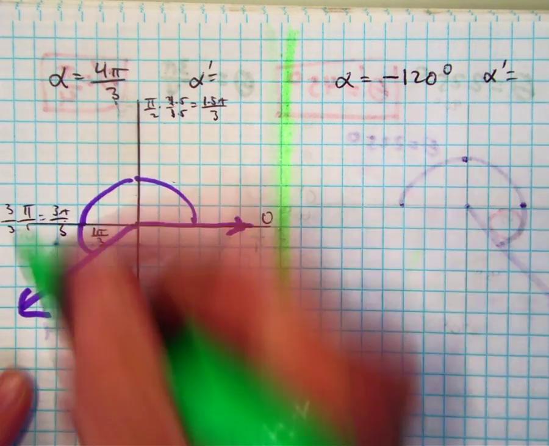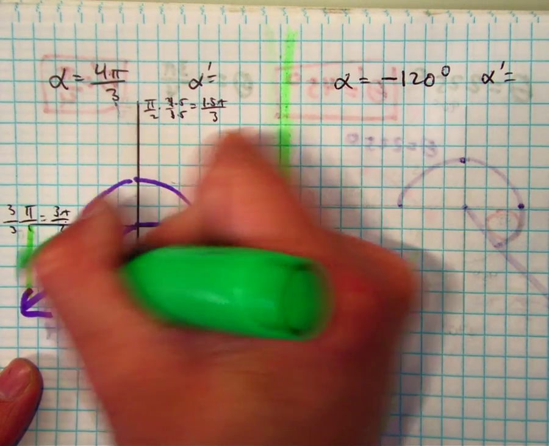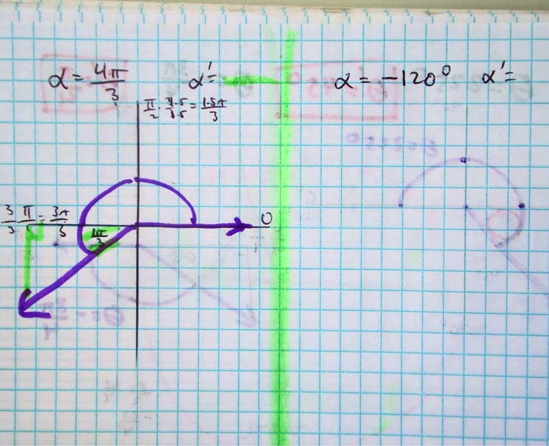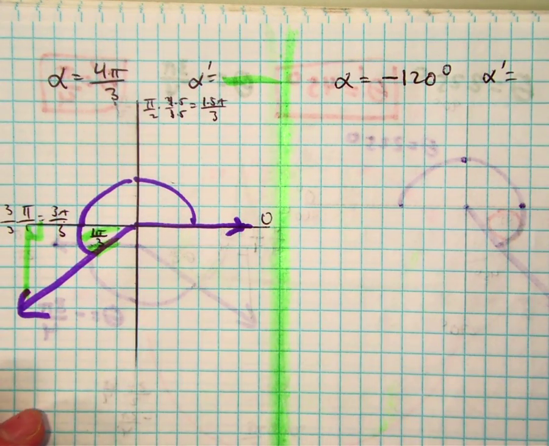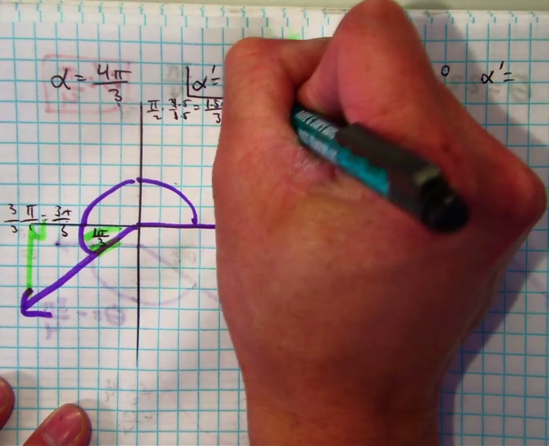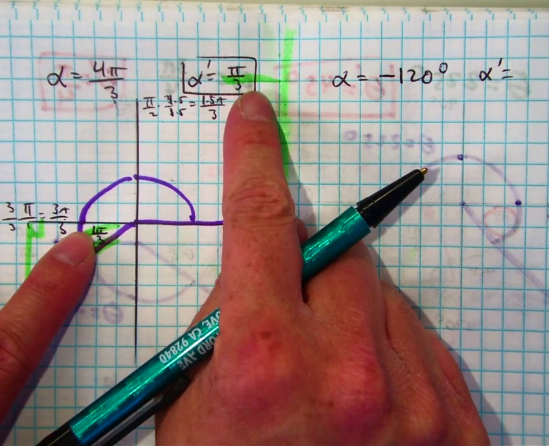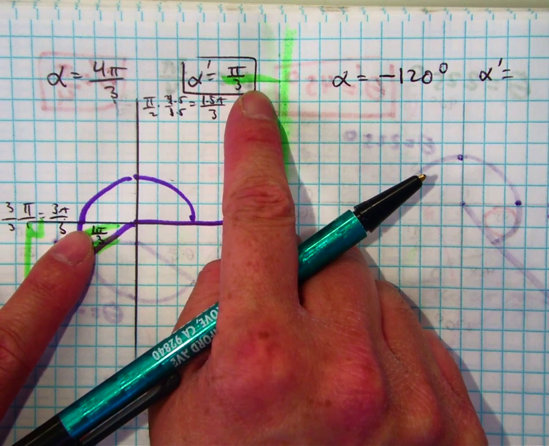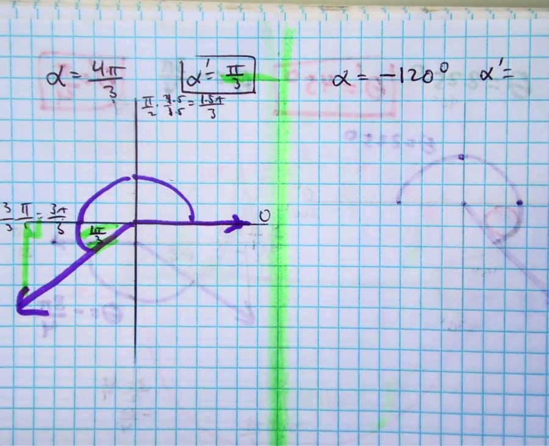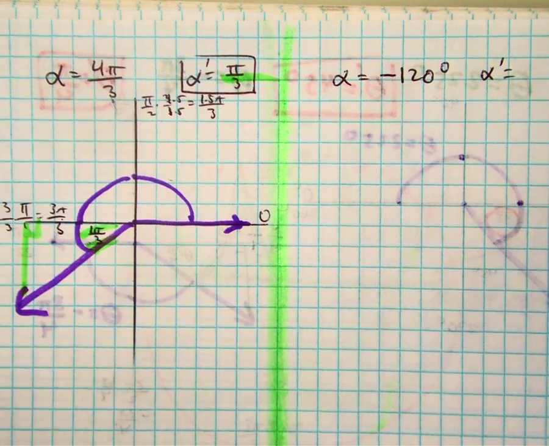Class, do I need to write the 1? No, you don't, but it helps you understand how I got the reference angle. Pi over 3 is my answer. Remember, it's going to be positive. It's got to be less than 90 because it has to be a cube. Okay. Alright, let's do the next slide.